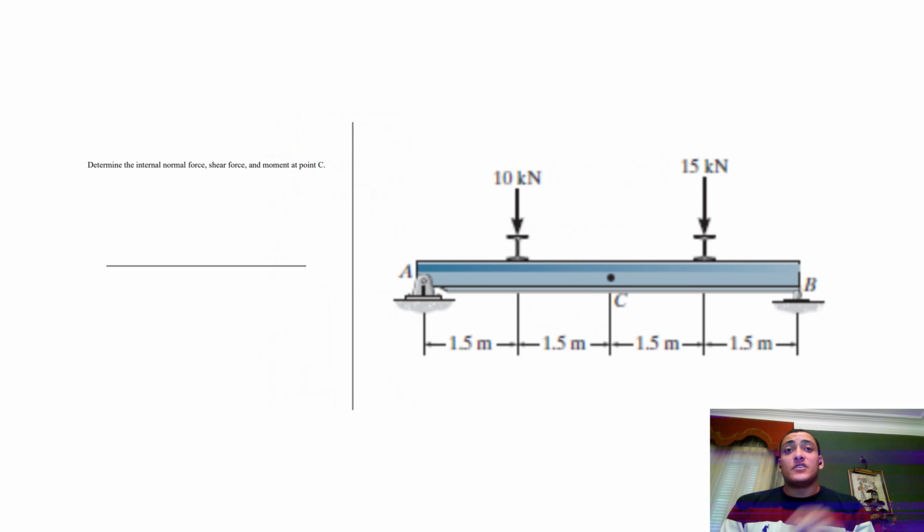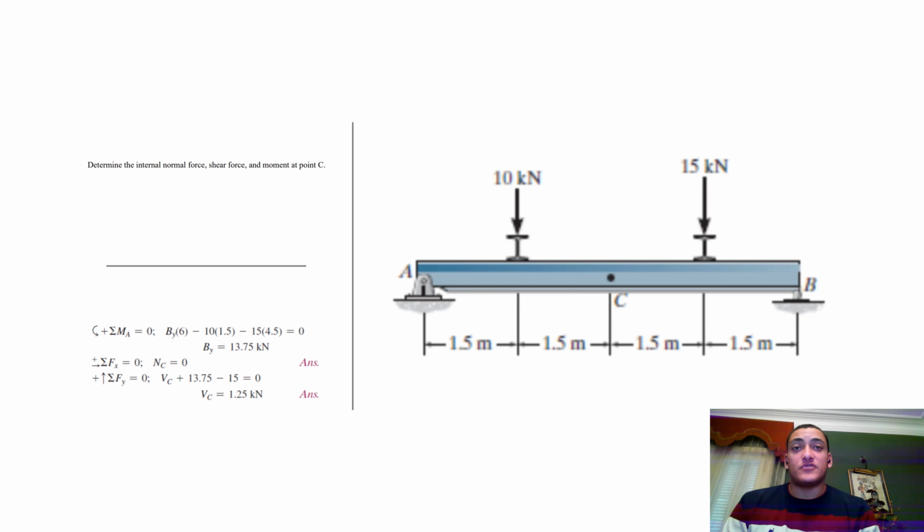So let's take an example. Determine the internal normal force, shear force, and moment at point C. As you can see, the beam and the points are clearly shown, and point C is in the middle. The answer for this is you first have to start by getting the moment at point A, which must equal 0. So By, the unknown force at point B, multiplied by 6, the distance, minus 10 multiplied by 1.5, minus 15 multiplied by 4.5, equals 0. This results in By equaling 13.75 kilonewtons.